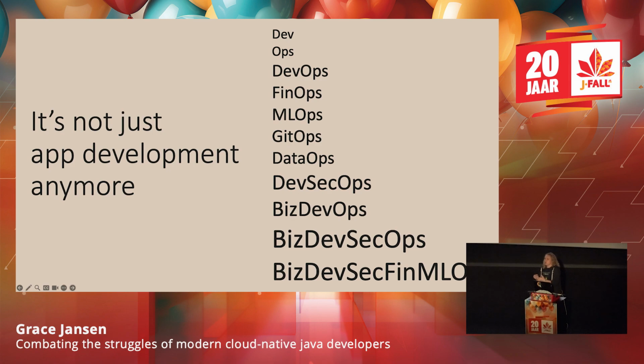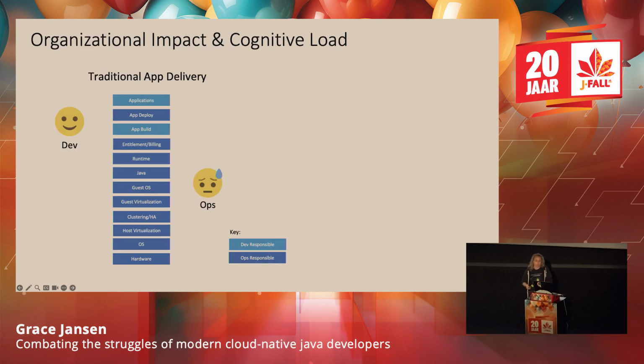You know, it's not just app development that we have to worry about anymore. We're not just doing devs. We've not just got a dev and an ops team. We've moved on to DevOps, FinOps, MLOps, GitOps, DataOps, DevSecOps, BizDevSecOps. It's almost an endless list of ops. In the words of Chandler from Friends, could there be any more ops? Because there's a huge list here that we're having to gain skills in, gain knowledge in, and be able to implement ourselves as developers, and we're gaining more responsibility. So previously, in more traditional app development, we may have had a split that looked a bit more like this.